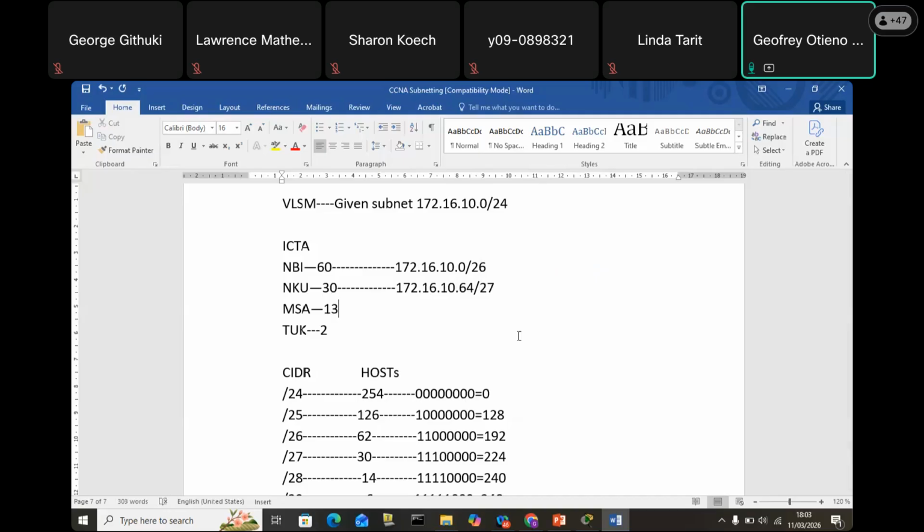So what do you know about prefix 27? It's very simple. 27 here has 3 bits borrowed. In decimal form, it is 224. What's the block size? Because that's what we are looking at, the block size. You subtract 224 from 256. What do you get? Yeah, you get 32. 32 plus 64.